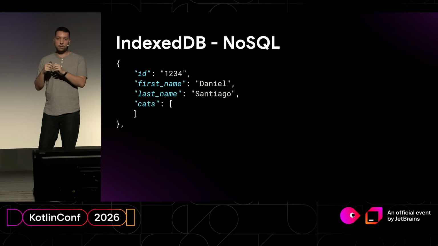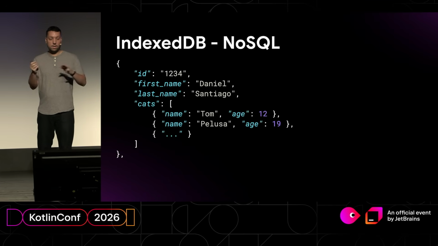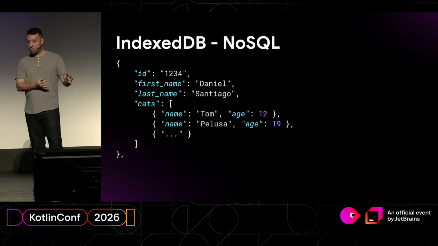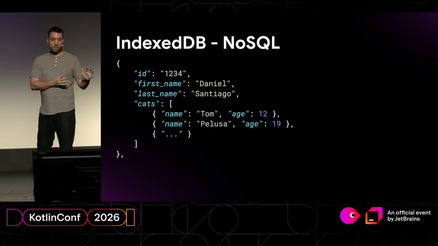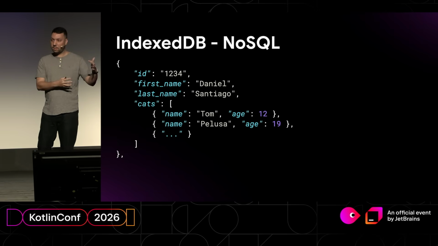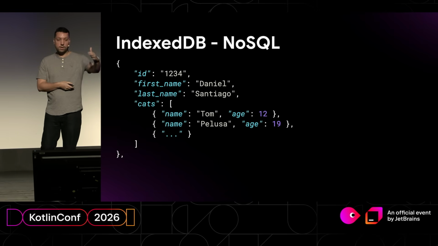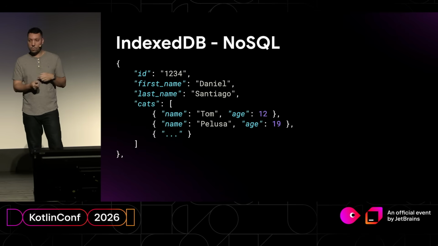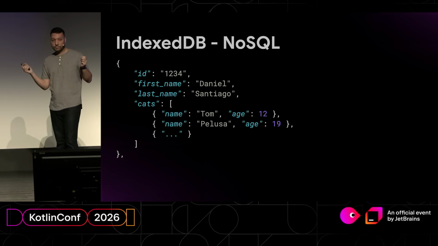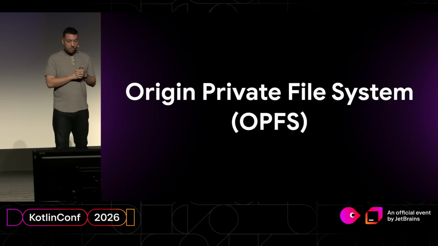The idea is you actually structure your JSON object to contain these relationships. So if we were to use it in a more NoSQL way, we would have a JSON object that has, like, the owner, and then the cats are a list. And so it represents one-to-many relationships, but it's still not really good for many-to-many. All right, that was IndexedDB.